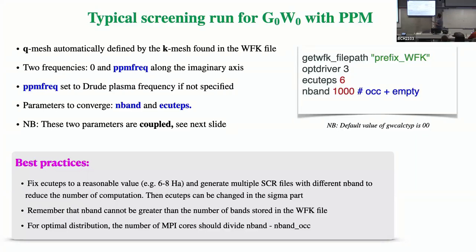Another thing worth mentioning here: as I told you, the calculations are tuned for plasmon pole approximations. In this case, you need to compute the polarizability at one or two frequencies. So by default, if you don't change the standard behavior, ABINIT computes the polarizability at another point along the imaginary axis. The PPMFRQ variable defines this frequency along the imaginary axis, and by default is set to the plasma frequency that depends on the number of valence electrons and the unit cell volume.